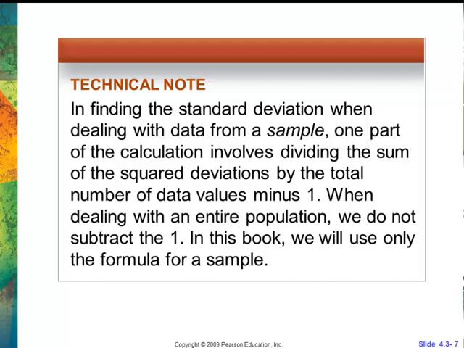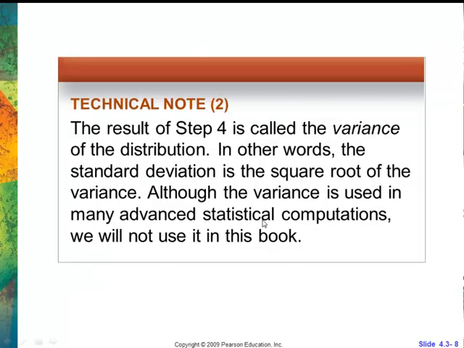And here they say, this is just the whole thing again: in finding the standard deviation when dealing with a sample, one part of the calculation involves dividing by the sum squared and minus 1, but if we're using the population, we don't subtract 1. That's all this is saying here.